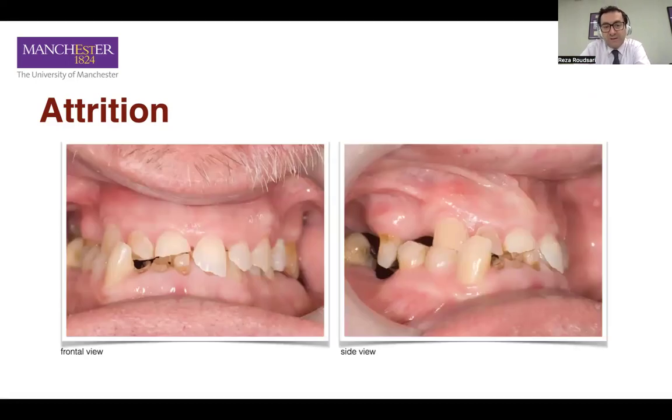So normally, those people who have got severe attrition, this was one of my patients, if you get the top and bottom cast, they fit together perfectly. Because they're grinding against each other, they create a kind of key and keyway effect, if that makes sense. So teeth lock into each other, unlike acid erosion, whereby you lose anatomy.